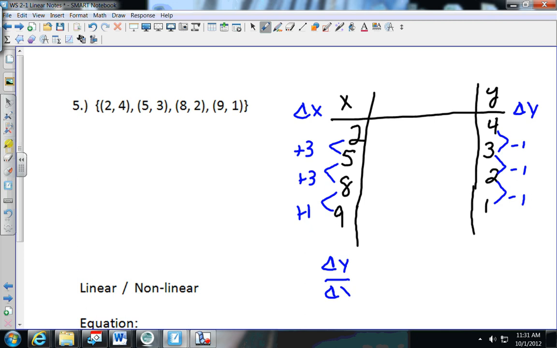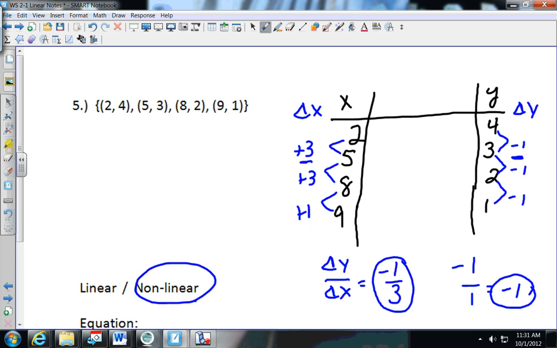Delta y over delta x, I have negative 1 over 3. Then the second one is the same. Okay, well, that's good. But the next one says negative 1 over 1. These are not the same. They are nonlinear. If they are nonlinear, we cannot find an equation.